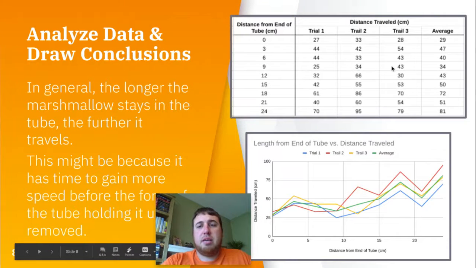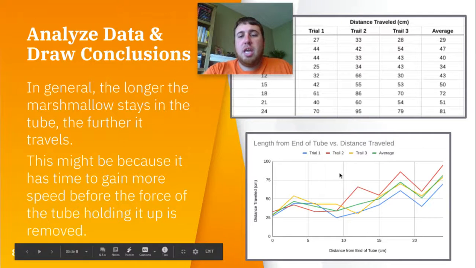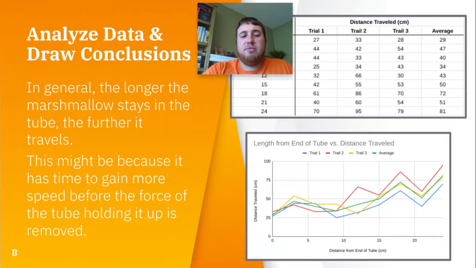Here I have a data table in Google Sheets, and then I turned it into a chart. And from this chart, I'm able to see the trend that in general, the longer the marshmallow stays in the tube, the farther it travels. And my possible explanation for this is that it has time to gain more speed before the force of the tube holding up the marshmallow is removed.